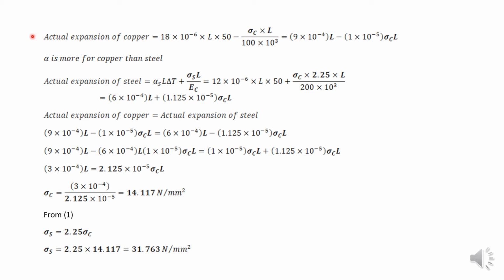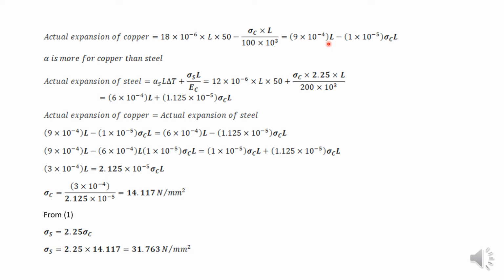So simplify that equation. Why does this minus sign appear here? We know the coefficient of thermal expansion is more for copper than steel. So there will be a compressive stress induced. So for making that, we have to put a negative sign, or we have to subtract the value of expansion due to the applied load from the thermal expansion.